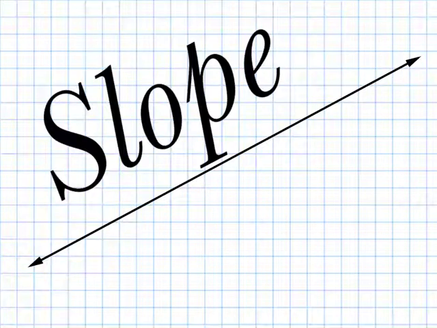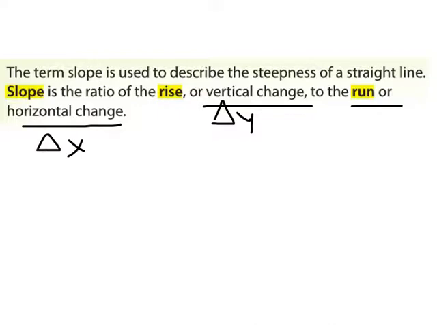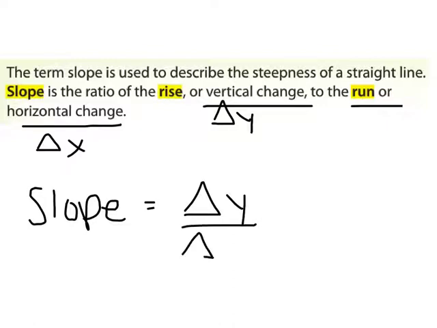Okay, so we're going to talk about slope today. The term slope is used to describe the steepness of a straight line. Slope is the ratio of rise, or vertical change. We're going to talk about it as vertical change, or change in y, over the run, or horizontal change, which would be the change in x. So the way you're going to see it most of the time is change in y over change in x.